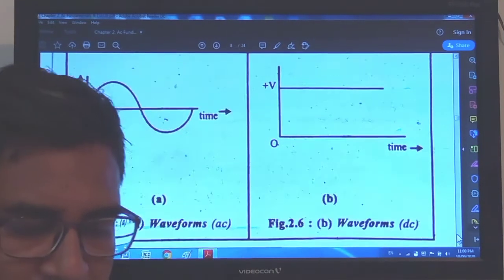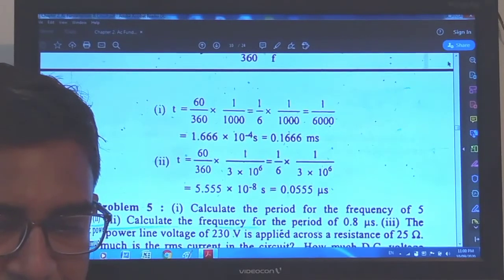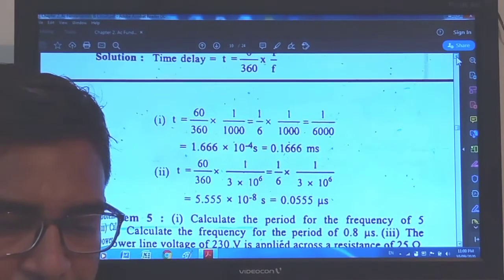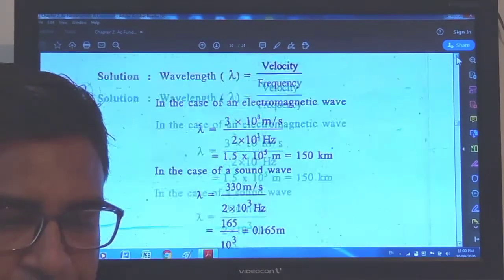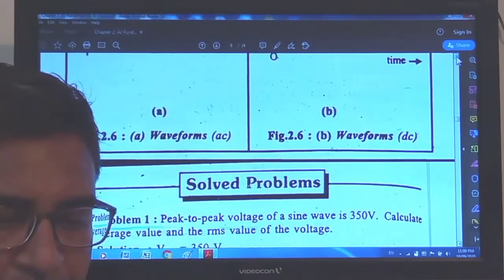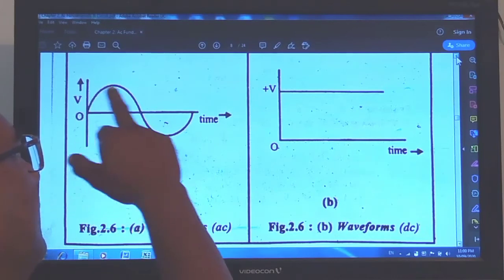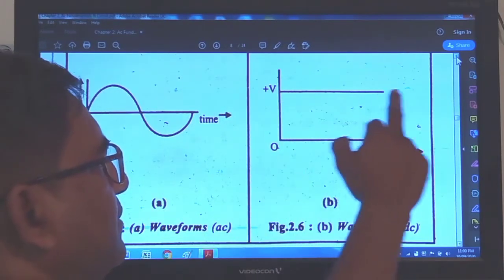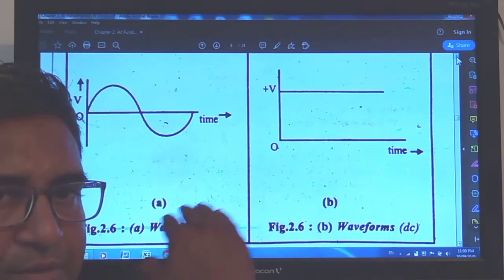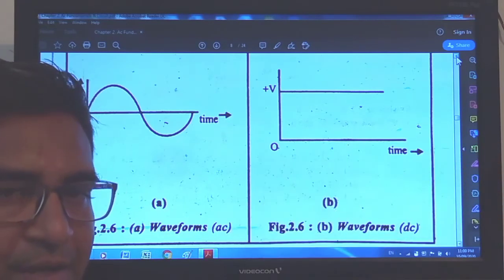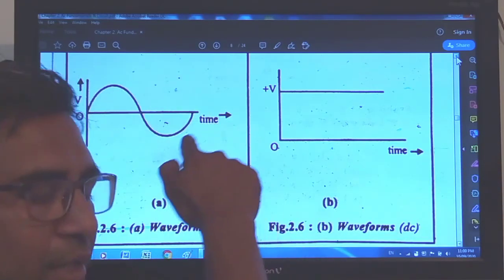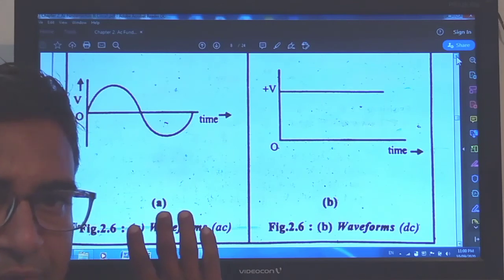The different waveforms are indicated like this. So these are the two waveforms, the AC and the DC. One straight line indicates the DC, and the sinusoidal wave indicates the AC. Okay, friends?